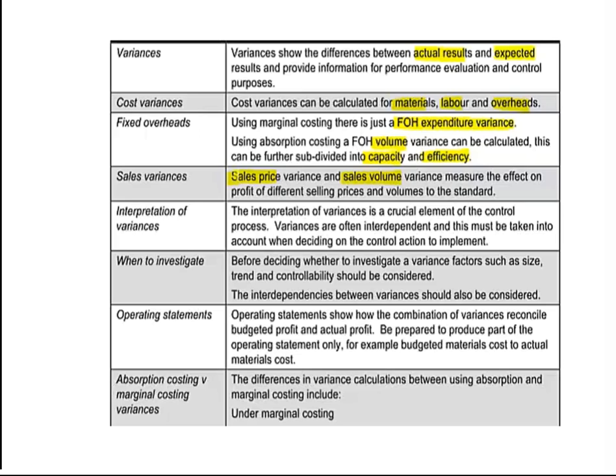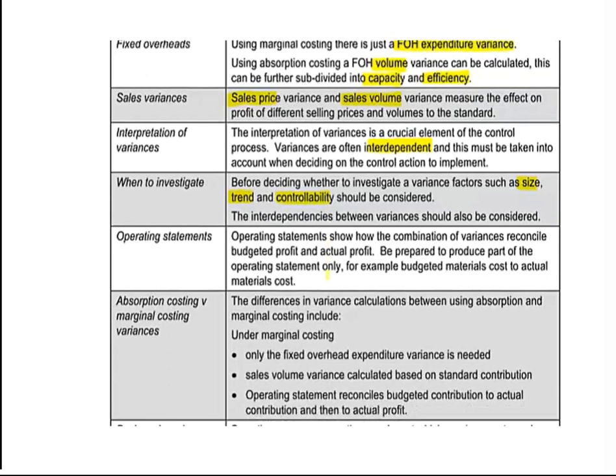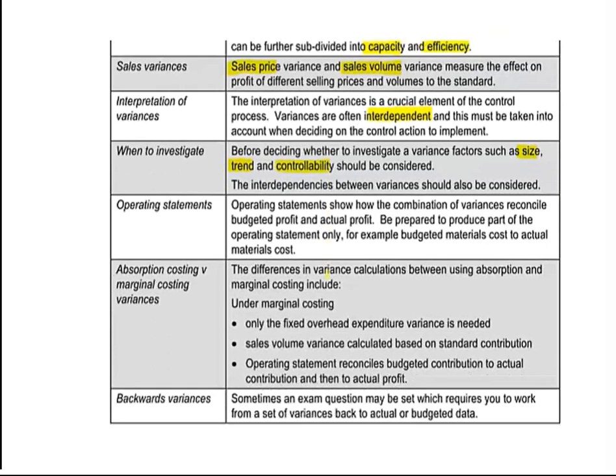Interpretation then of variances is also very important for the control process. We need to look at when to investigate and interdependence of variances. You'll investigate depending on factors such as size, trend, and controllability. The operating statements then are a summary of how the variances will reconcile budgeted profit and actual profits. You might have to prepare a number to go into the operating statement, or you might have to indicate whether they're favourable or adverse, or populate an operating statement in section B.